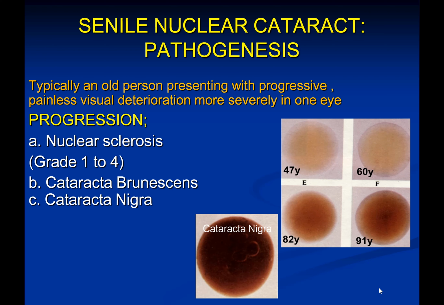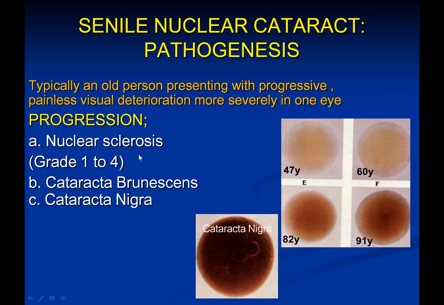Now coming to the pathogenesis of senile nuclear cataract. As we had already discussed, typically an old person presenting with progressive painless visual deterioration, more severely in one eye than the other in the first place, is the typical presentation of a patient of cataract. Now this patient with nuclear cataract, how does it progress? So progression: the first stage is grading, grade 1 to 4.